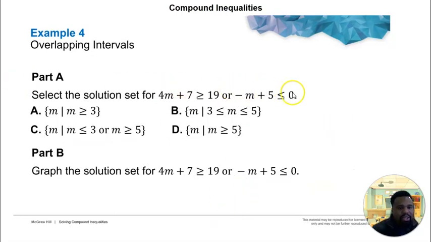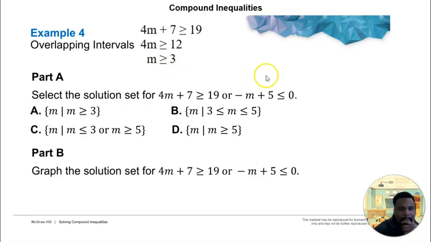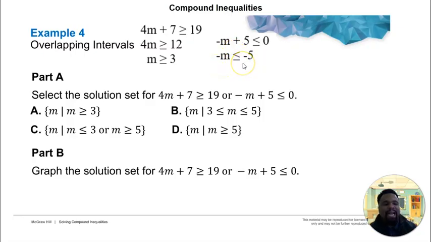All right, select the solution set here. Let's take a look. Let's solve it. 4m plus 7 is greater than or equal to 19. Subtract 7 on both sides, you get 12. Divide by 4 on both sides, you get m is greater than or equal to 3. And then let's look at this one. Negative 5m plus 5 is less than or equal to 0. Subtract 5. You got negative 5m is less than or equal to negative 5, but I got a negative m. I need to make it a positive. So I divide both sides by negative 1. And remember what happens? Inequality symbol flips. So it's going to be m is greater than or equal to 5.